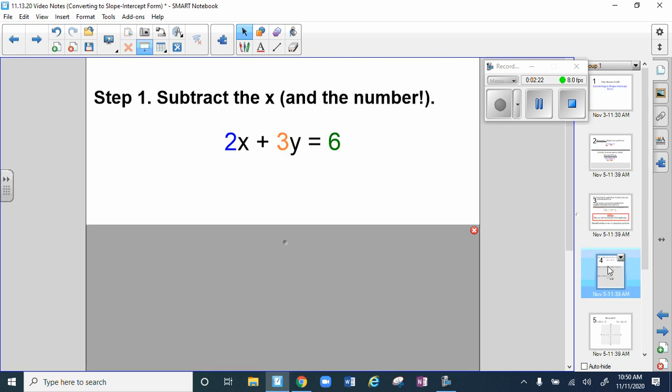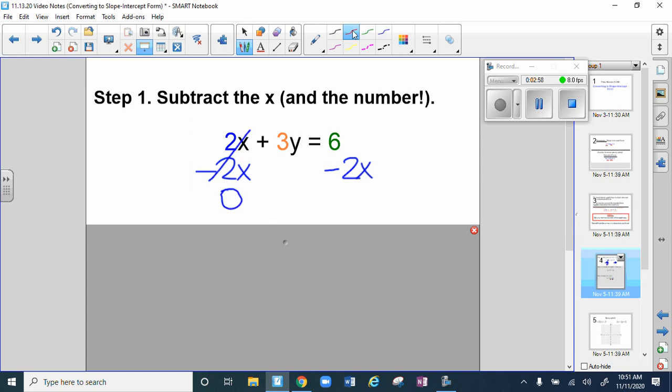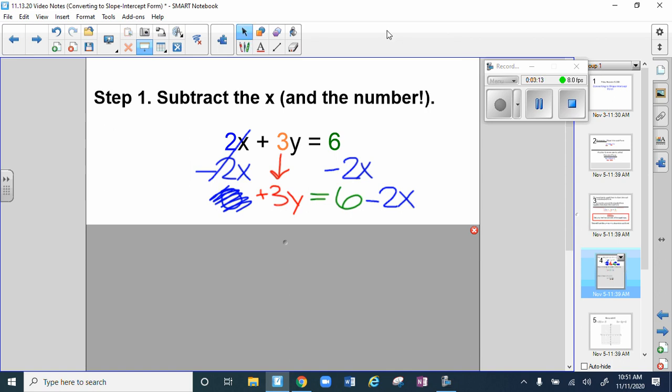So my first step is going to be to subtract the x and the number that's in front of x. That is all together. We have to keep that number attached to the x when we subtract it over. So I'm going to subtract 2x, and I have to do this on both sides. Whatever we do on one side of the equal sign, we have to do on the other side of the equal sign. This keeps our equation equal. So I have a 2x minus 2x. That equals 0. I didn't do anything with this 3y, so that's going to stay exactly where it is. Then I have equals 6 minus 2x. And I don't have to write this 0 that's on the left side, but sometimes it's a nice placeholder whenever we're doing addition and subtraction.